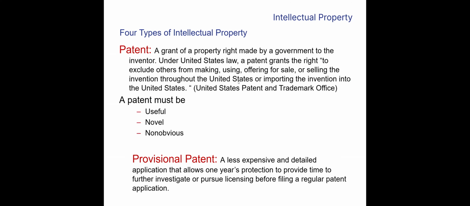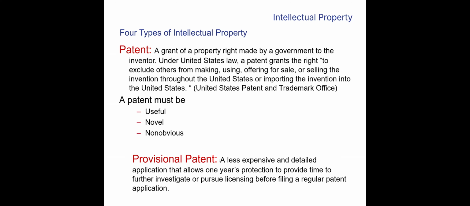So patent, a grant of property rights made by a government to the inventor under United States law. A patent grants the right to exclude others from making, using, offering for sale, or selling the invention throughout the United States, or importing the invention to the United States. So even if somebody looks at your US patent, sees what it looks like, and then goes overseas, manufactures the exact same thing and tries to ship it in, you can say to the government, hey, no, don't let that in because it is protected by my patent. So patents have to meet three things: useful, novel, and non-obvious.